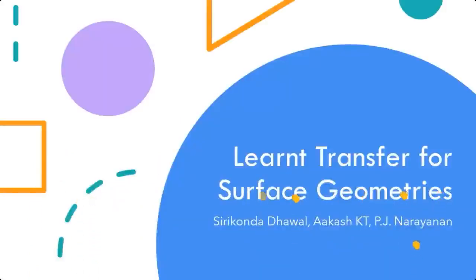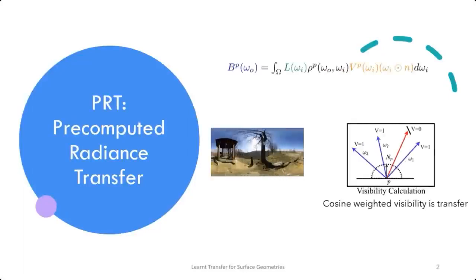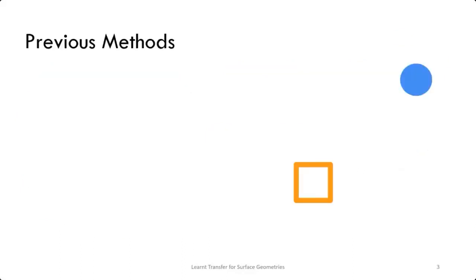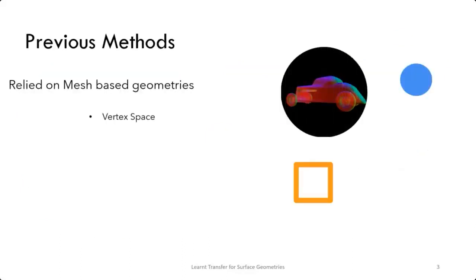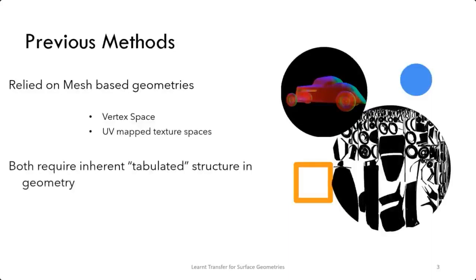Hi, I am Dhaval. I am going to present learned transfer for surface geometries. Precomputed radiance transfer is a widely used method to obtain ray tracing effects for low frequency illumination in real-time applications. It achieves this by disentangling the rendering equation into transfer and lighting and precomputing them individually. Most previous methods relied on mesh-based geometries, either storing transfer at vertex space or UV-mapped texture spaces, both inherently requiring a tabulated structure in the geometry.